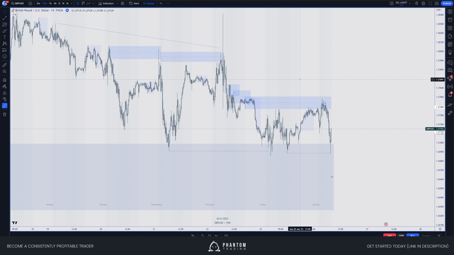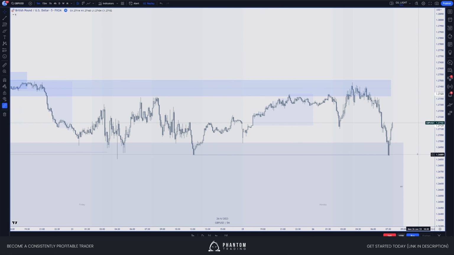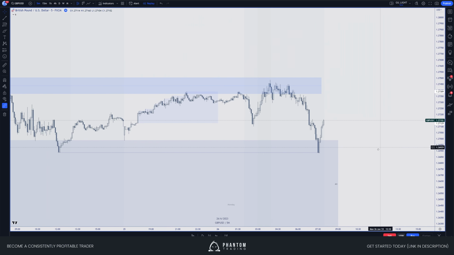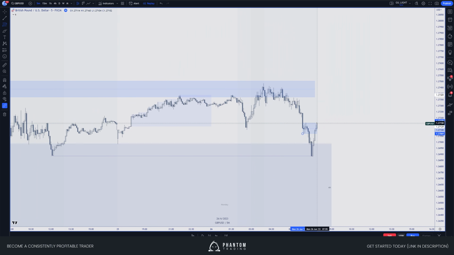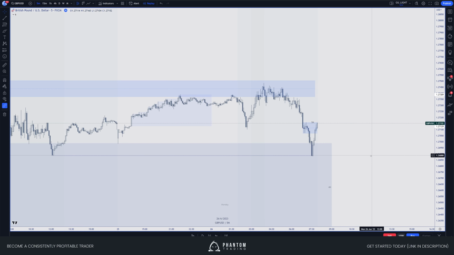So we hop down to the 5 minute. We know we're in a 4 hour zone. And all I'm looking for is some sort of a supply failure. Okay, so we kind of get that here on the 5 minute. I'm going to mark it as a 5M BOS here.